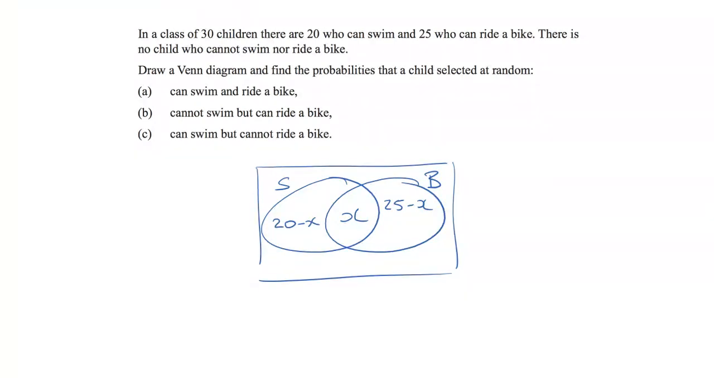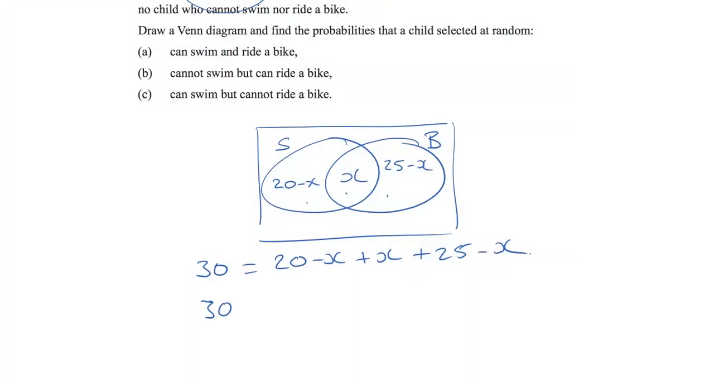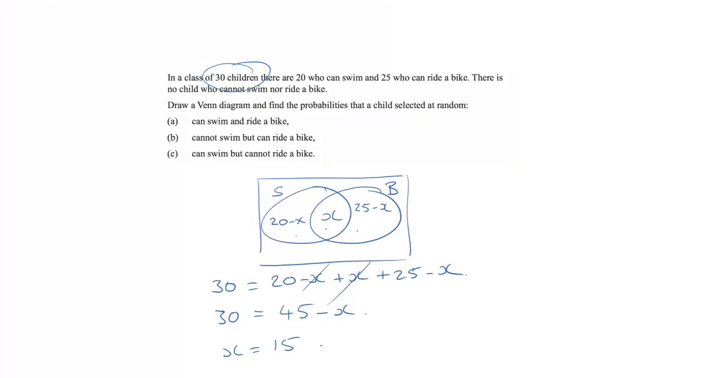Okay, now, because no one is on the outside, these 3 sections must add up to the total of 30. So I can write down that 30 is 20 minus x, plus that x in the middle, plus 25 minus x. Now, we can simplify from here, and minus x and a plus x cancel out. We're going to be left with a 45 and a minus x. So we can think of this as solving the equation, or you could just imagine, what number do I take away from 45 to make 30? Of course, x is 15.